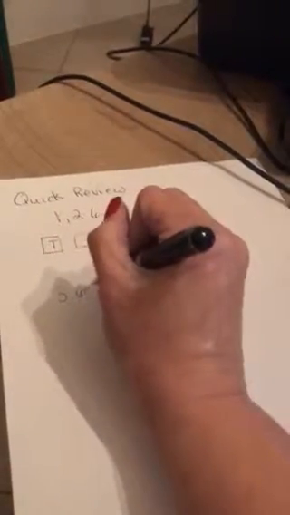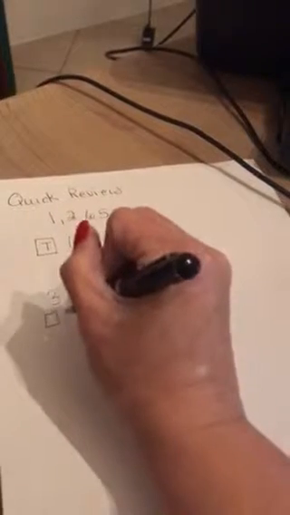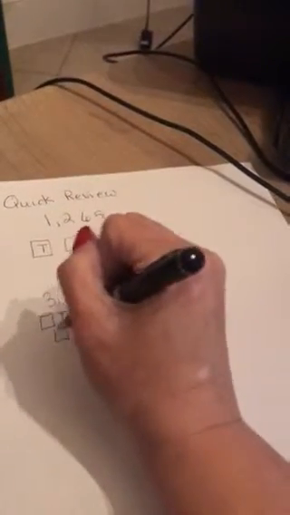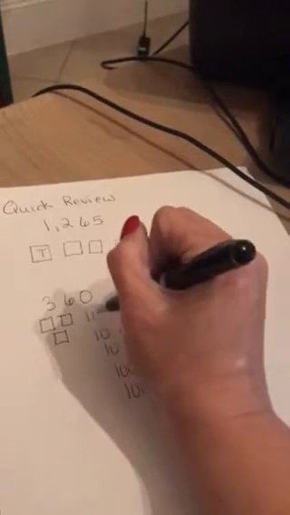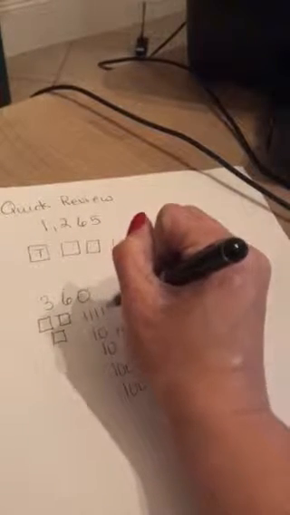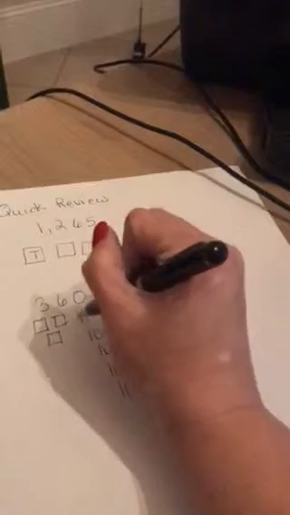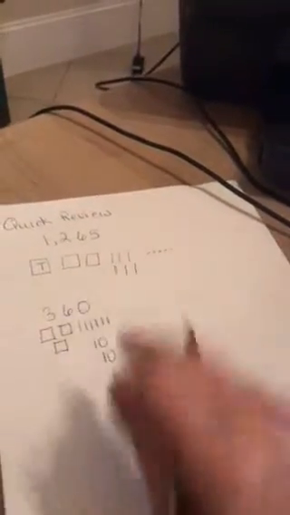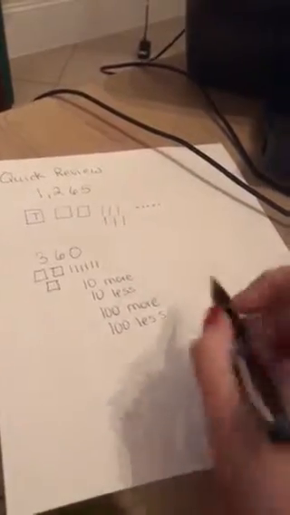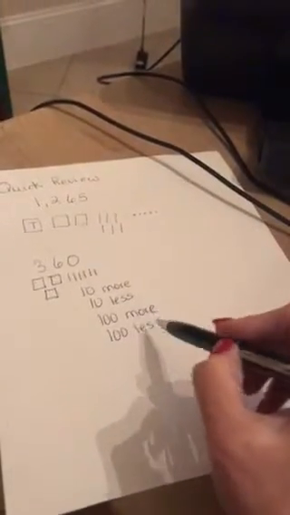I'll show you another one. 360. There would be 3 flats, 6 rods, 6 tens, 10, 20, 30, 40, 50, 60, and 0 ones. So what we have been doing last week and this week was 10 more, 10 less, 100 more, 100 less. Just a quick review on that.